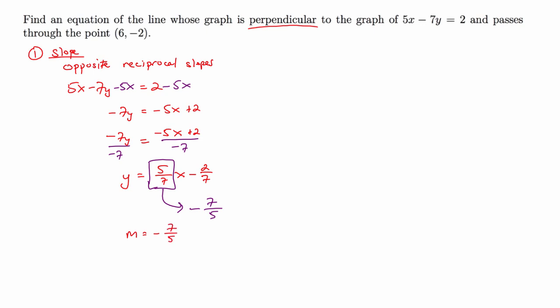The second step is to now come up with the equation for the line. We do have two choices. We could choose to use point slope or slope intercept. Since I was not given the y-intercept for the graph, instead I was given the point (6, -2), I would choose to use the point slope form.